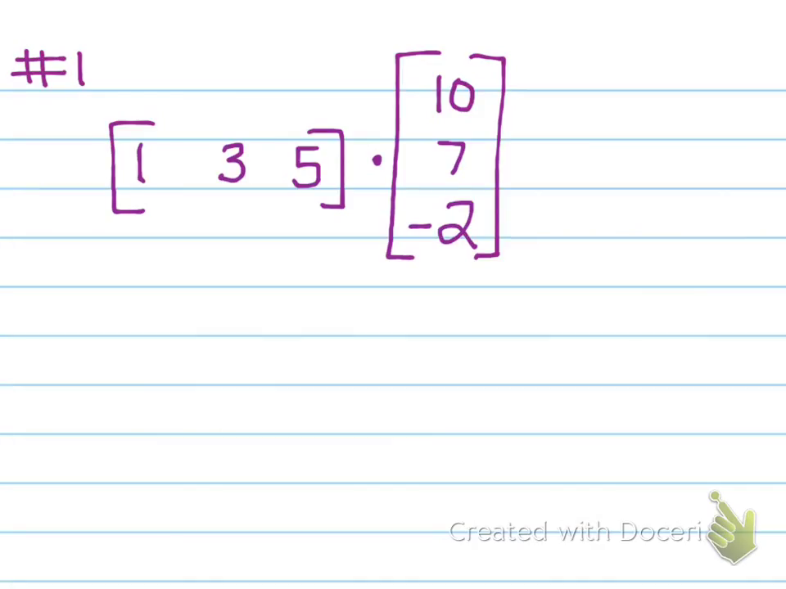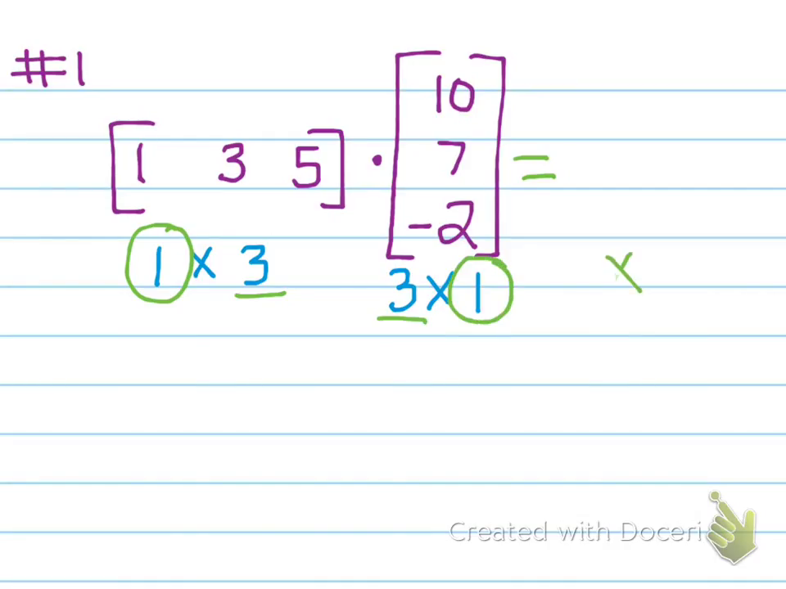Okay, looking at the first matrix, the dimension is a 1 by 3, and the second dimension is a 3 by 1. So I notice that my middle two are the same, so I can multiply them, and my final matrix is going to be a 1 by 1, which means it's just going to be one number. Okay, so let's walk through the steps on the calculator of how to do this.